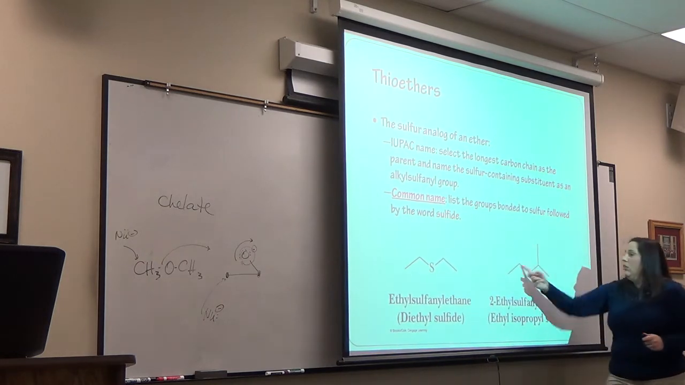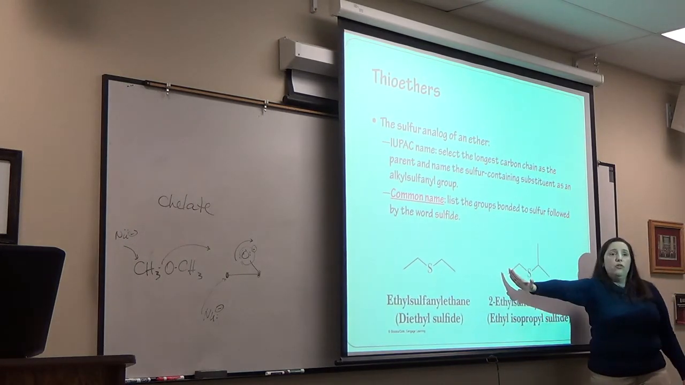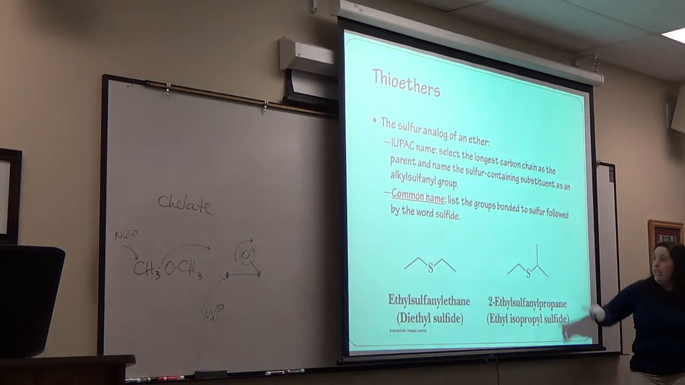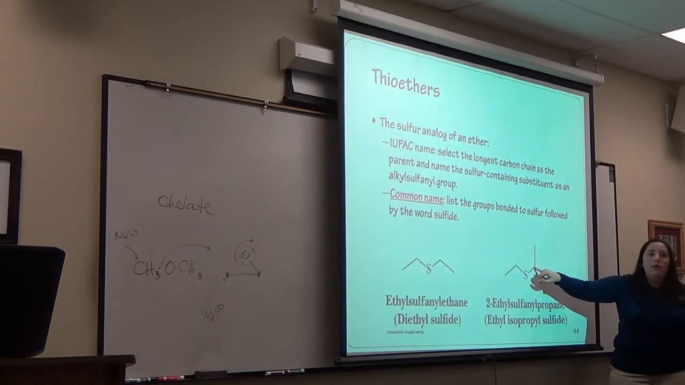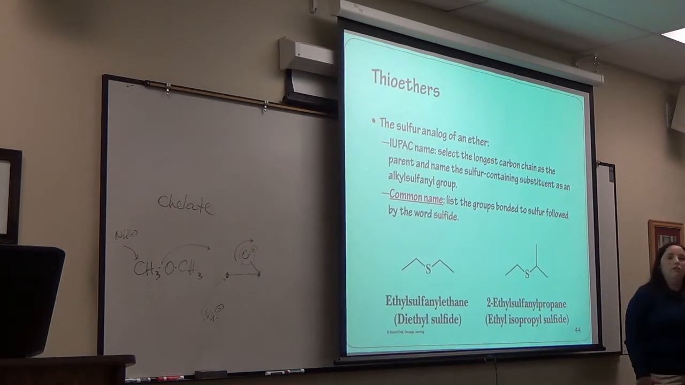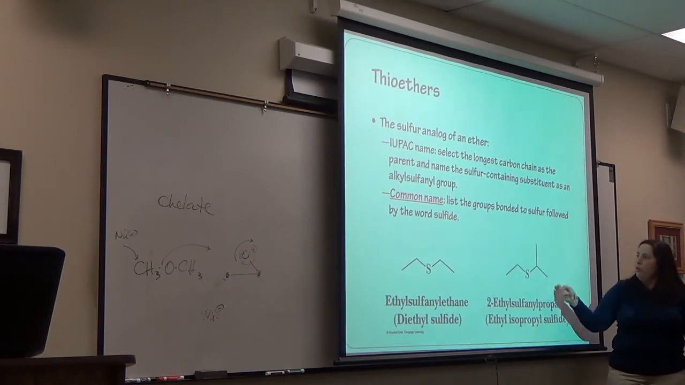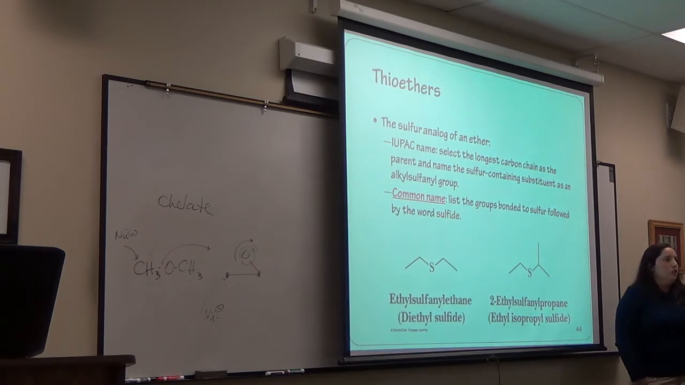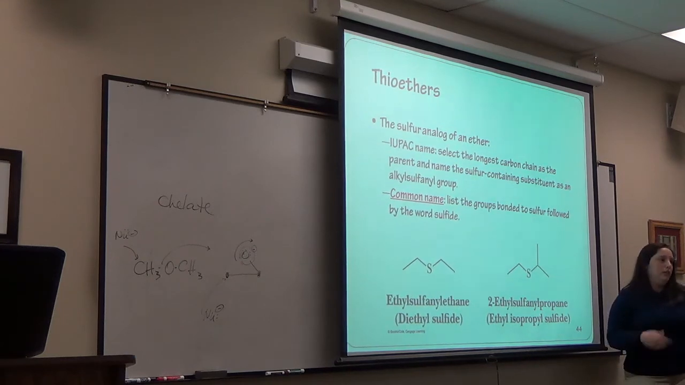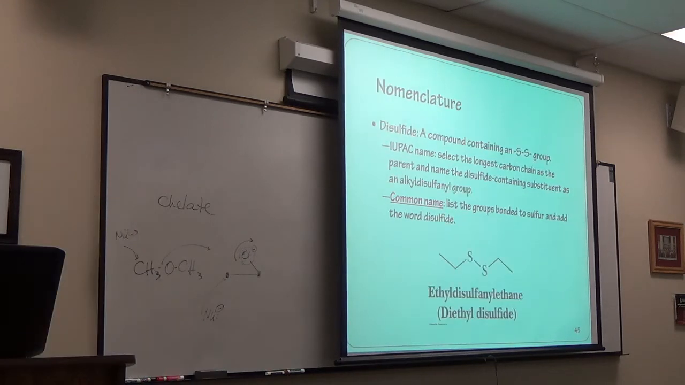Okay, so which side is smaller? 2 carbons or 3 carbons? 2, right? So ethyl sulfonyl, and this is propane. And the ethyl sulfonyl is coming off of the middle carbon, not the right-hand carbon, so we call it 2-ethylsulfonyl propane. But again, you can do ethyl, and this side is isopropyl. Remember the branch to branch? So you can actually do it that way too. Ethyl isopropyl, and then the sulfur is sulfide. Okay? So these are thioethers.